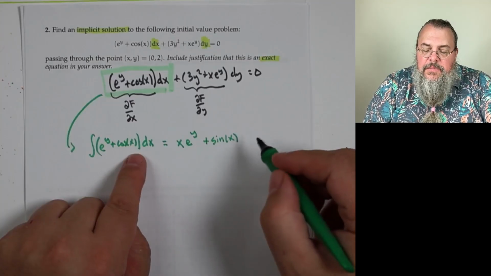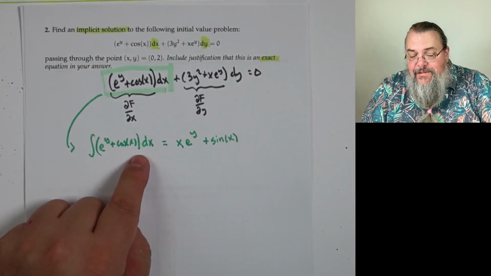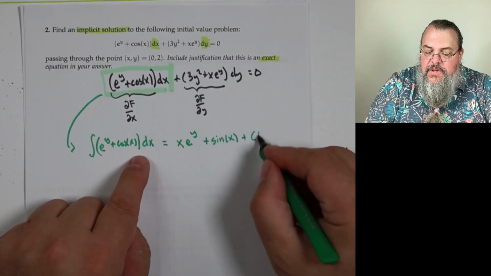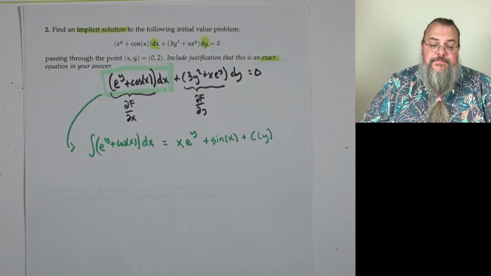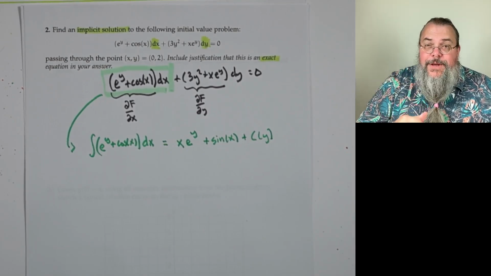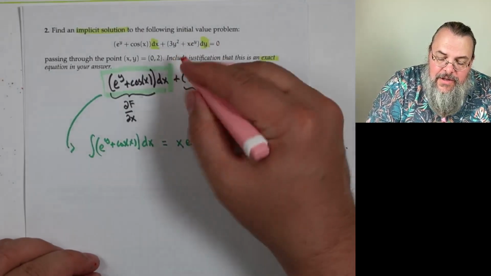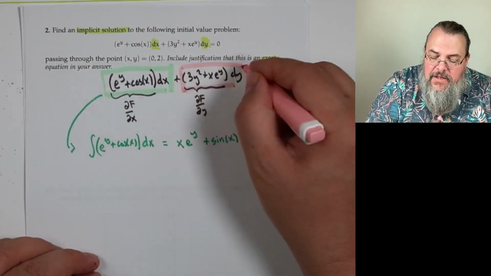And now, plus a constant, but a constant with respect to x, which means there's something which could depend on y. All right. Well, that's all well and good. Right? Phase 1 in some sense. Now, phase 2. Do the same thing, but with the other piece.